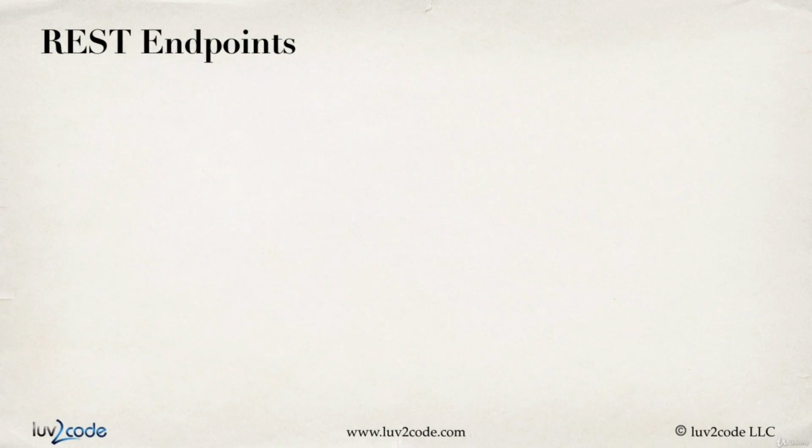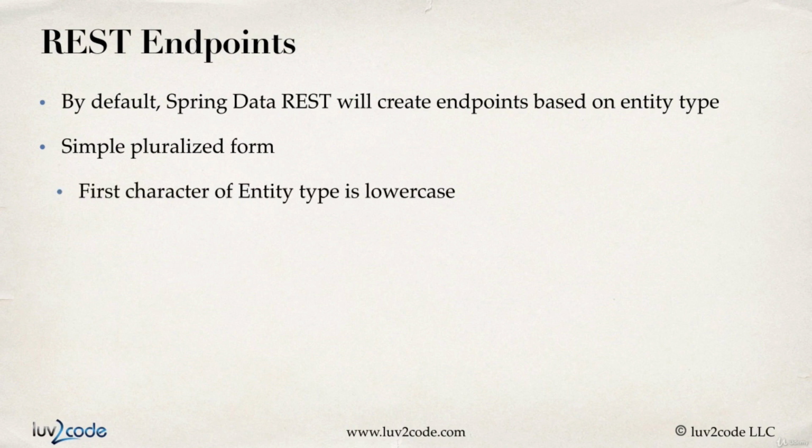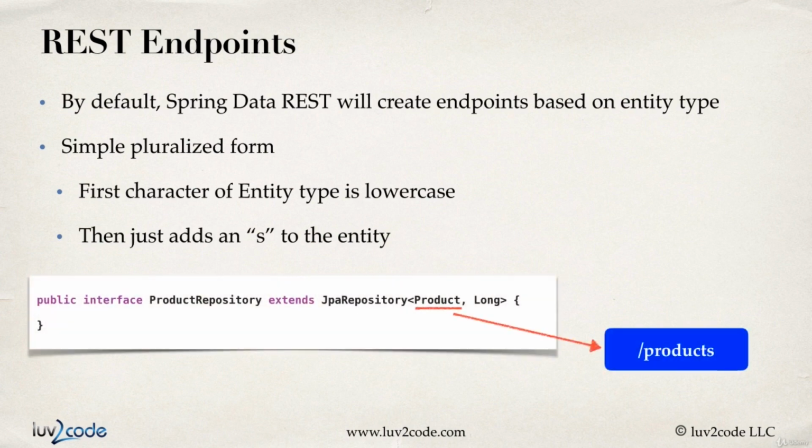So a bit more here on the REST endpoints. By default, Spring Data REST will create endpoints based on the entity type. It'll make use of this simple pluralized form. So it'll basically take the first character of the entity type and make it lowercase, and then just add an S to the entity. So in our example of our product repository, extends JPA repository, product, comma, long, it'll basically expose an endpoint called /products. So we take product, simply add an S to it.